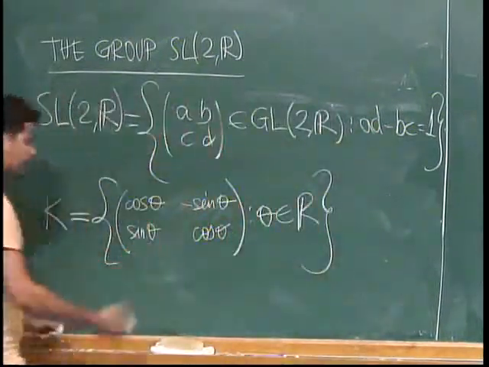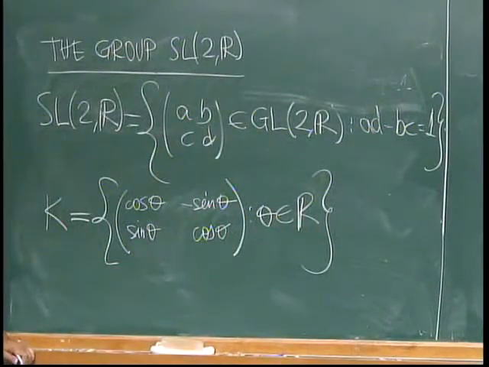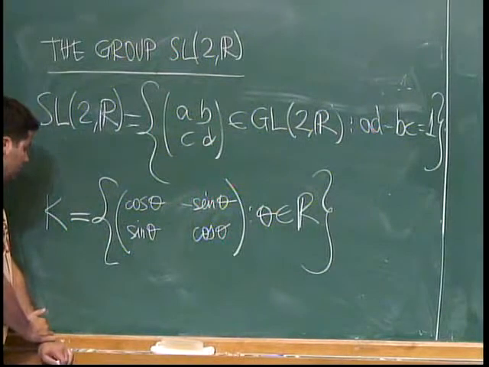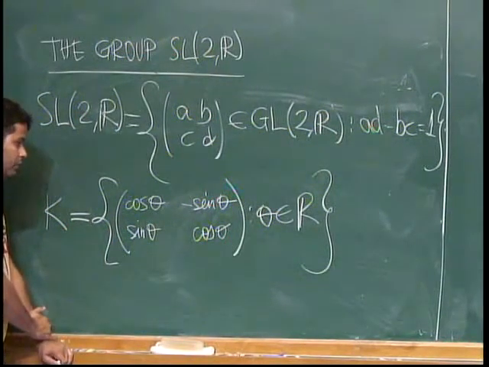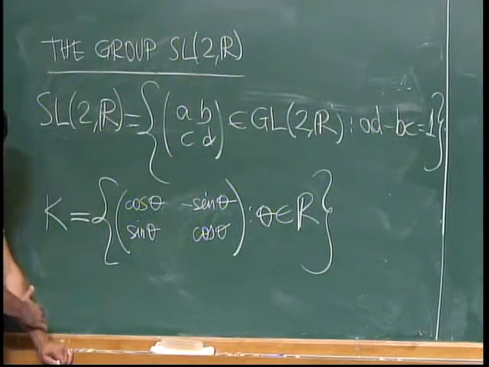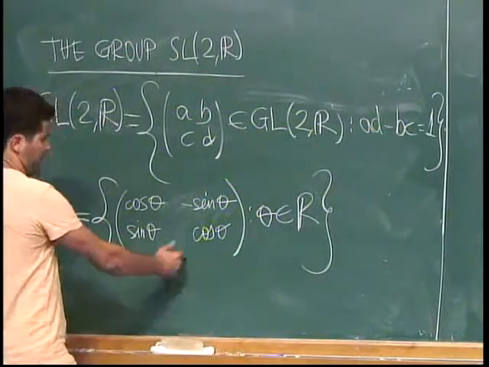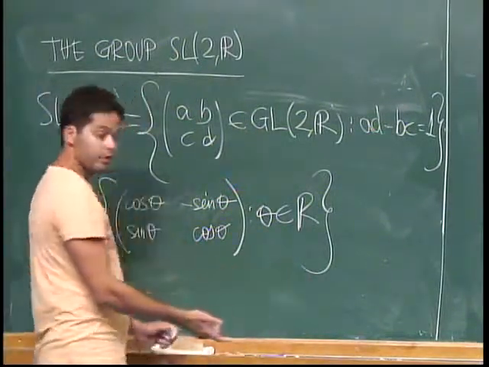Which is given by these guys. These are the rotation matrices, right? As you can see, the determinant is 1, and if you consider them as acting on the real plane, they act by rotation, right? So this guy here, what is the dimension of this guy? I have only one parameter, so it's one-dimensional.